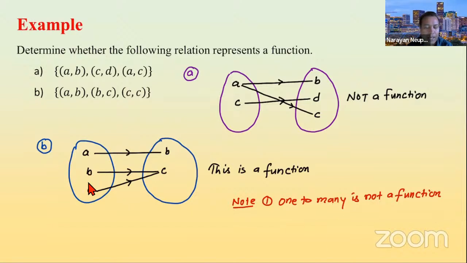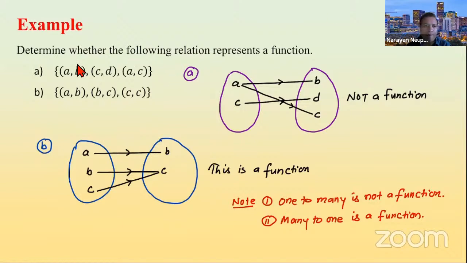But here you can see many, B and C, more than one, many of them mapped to one. So many to one is a function. Many to one is a function. So that's how we can check whether the given relation is a function or not.